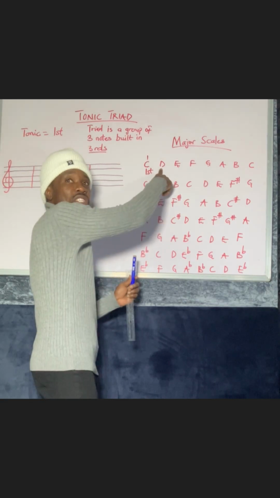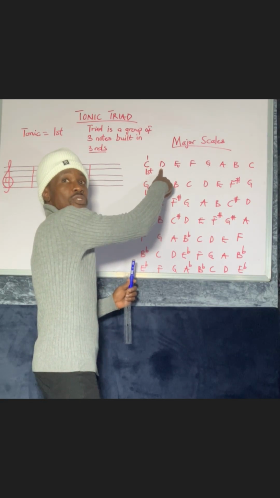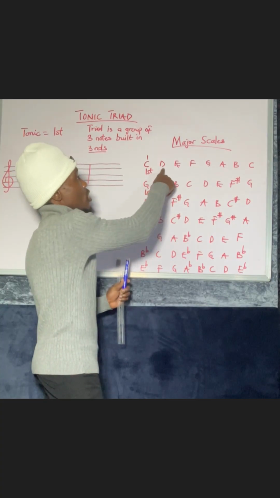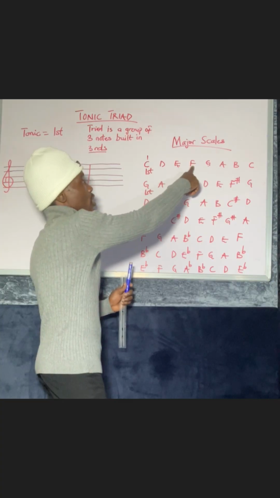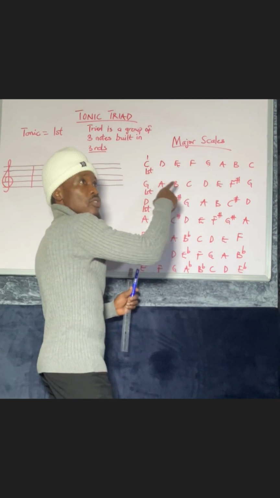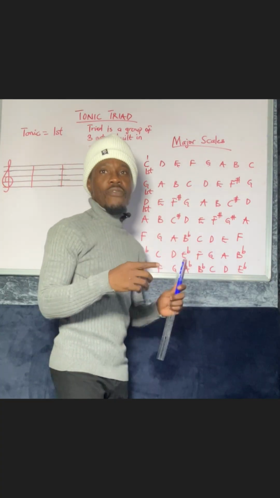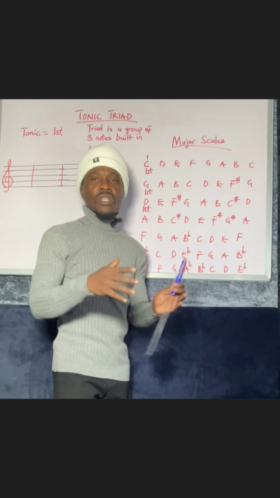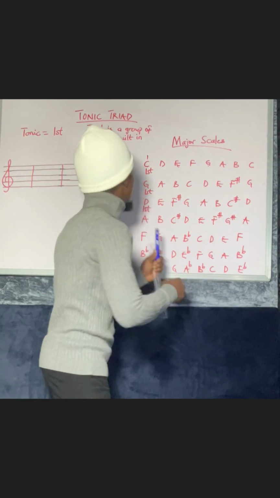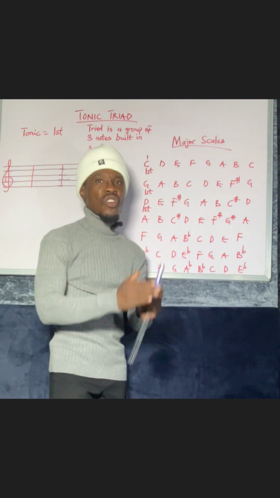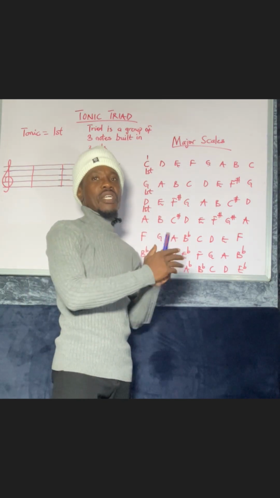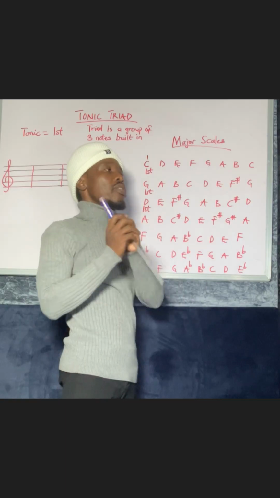We can build the second triad from D. So if you want to build the triad from D, it's going to be D. The third of D is F, and the third of F is A. So if you continue like that, we're going to have 7 triads. So in all the 7 triads, the tonic triad is what we are dealing with here. So we call it tonic triad, the first triad of every major scale.